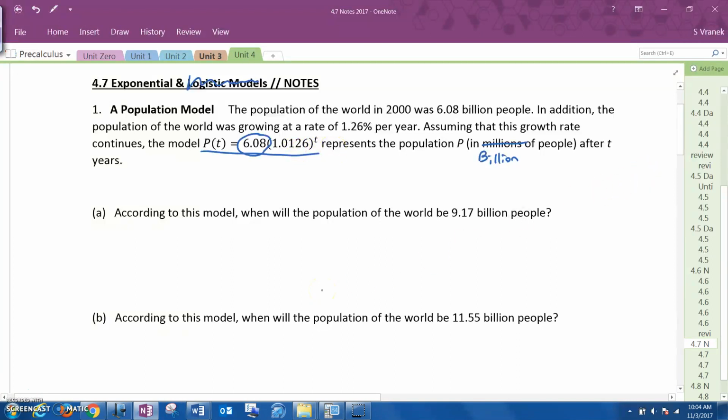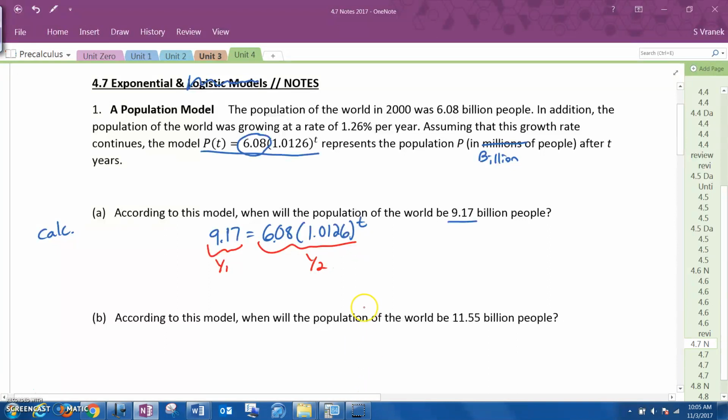So you can do these two ways. You can use your graphing calculator, or you can use algebra. I'm going to use the calculator for this one to show you how. We want to know at what time, or what year, and in how many years, will the population be 9.17. So I'm going to say 9.17 is equal to this equation, 6.08 times 1.0126 to the t. Now that I have an equation, I want this in my y1 and this in my y2.